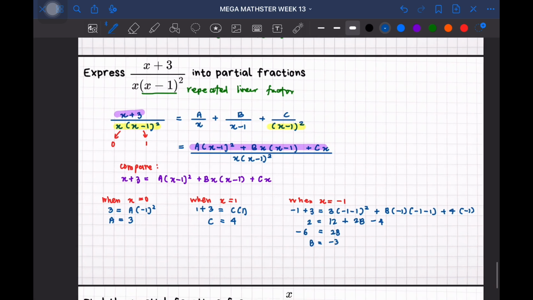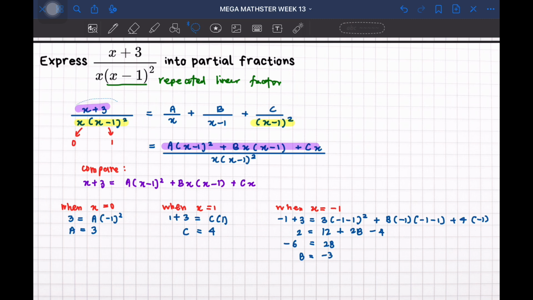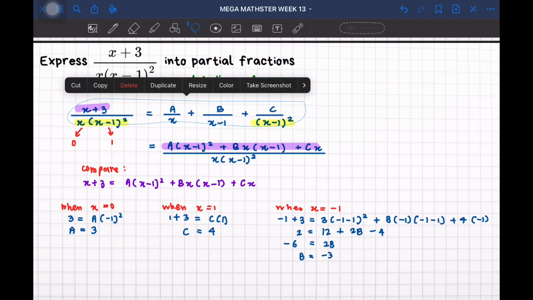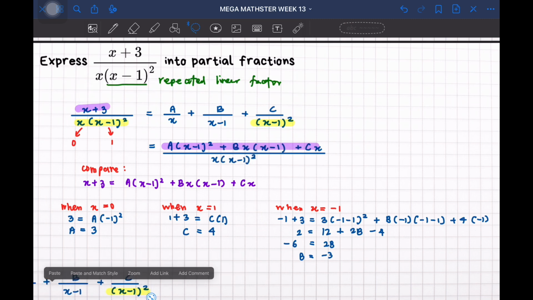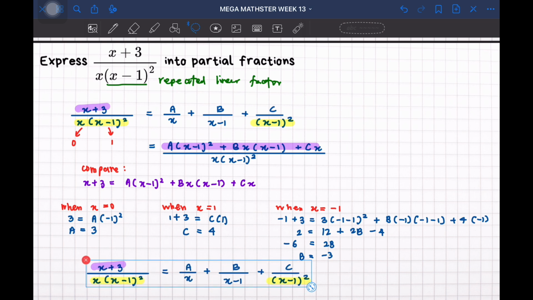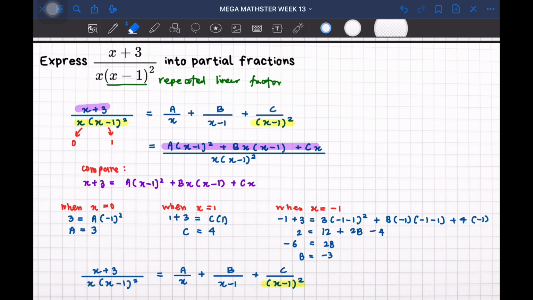Right, that's it. Okay, so now let's just copy back this step over here, the partial fraction that we have. Right, and then you just need to substitute the value of A, B, and C that you have found. So A we have is 3, B we have is -3, which means the middle here is -3, and then C is 4. Right, so this is our final answer.